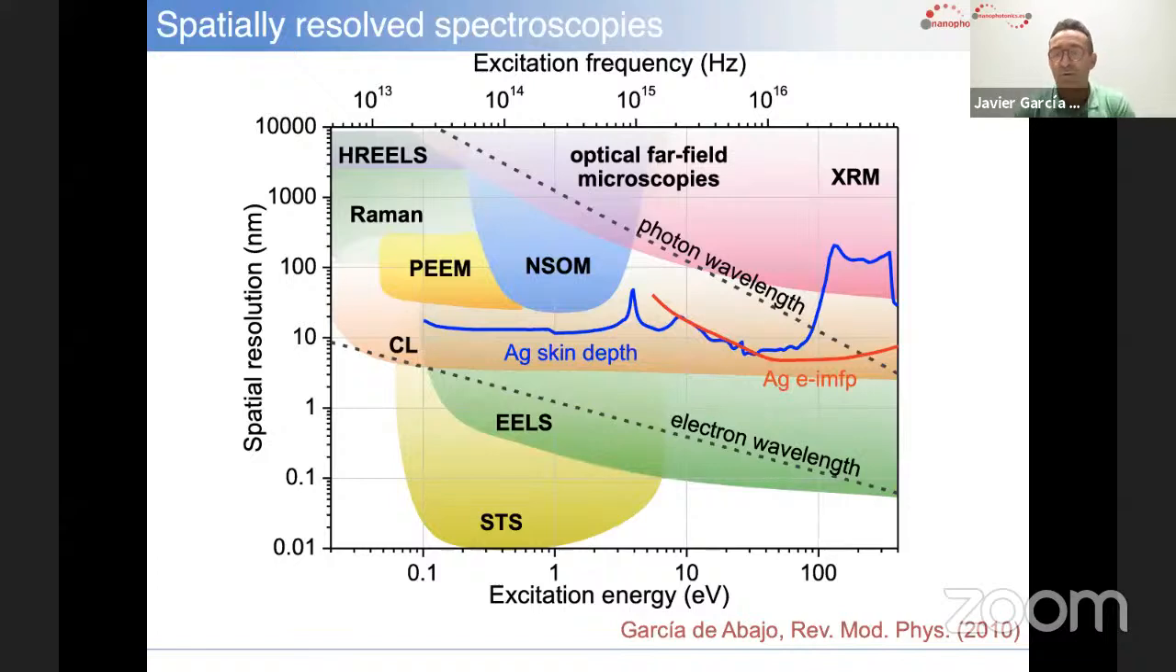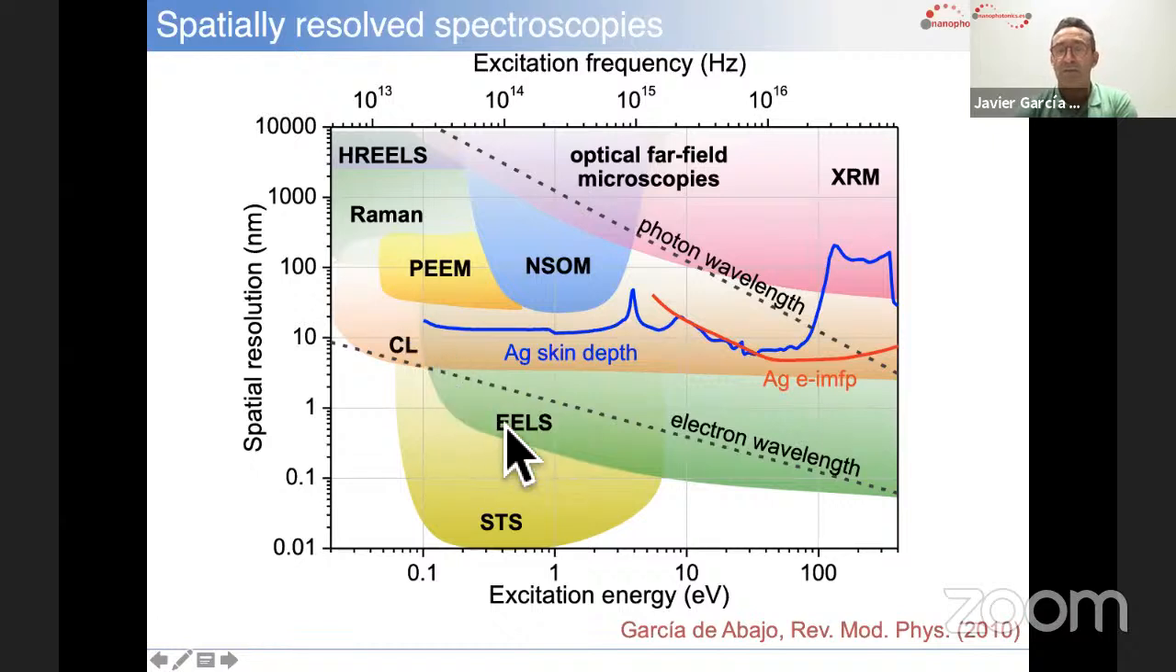So first of all, this is an old graph already that summarizes the main techniques that are used to resolve optical excitations in space and energy, so to do a spectral microscopy. Basically, what we have here is a clear difference between the electron wavelength and the photon wavelength at the typical excitation energies that we are interested in. This difference renders electrons particularly useful to have a good combination of spatial resolution and energy resolution, right?